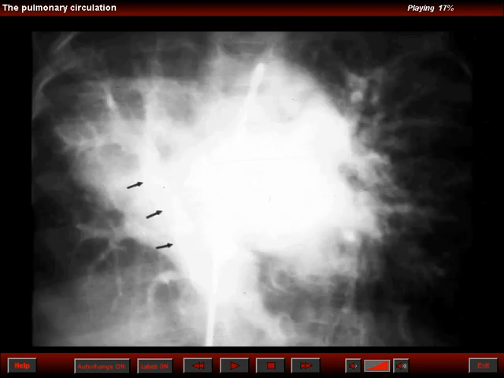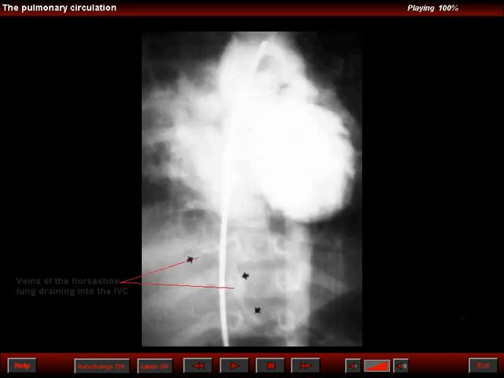In the venous phase, we see normally draining left pulmonary veins that fill a left atrium. We also see that veins from the right lung are directed medially. Some of the veins of the right lung drain towards the inferior vena cava. So eventually we may see reopacification of the right atrium due to anomalous pulmonary venous return from the horseshoe lung to the right side.